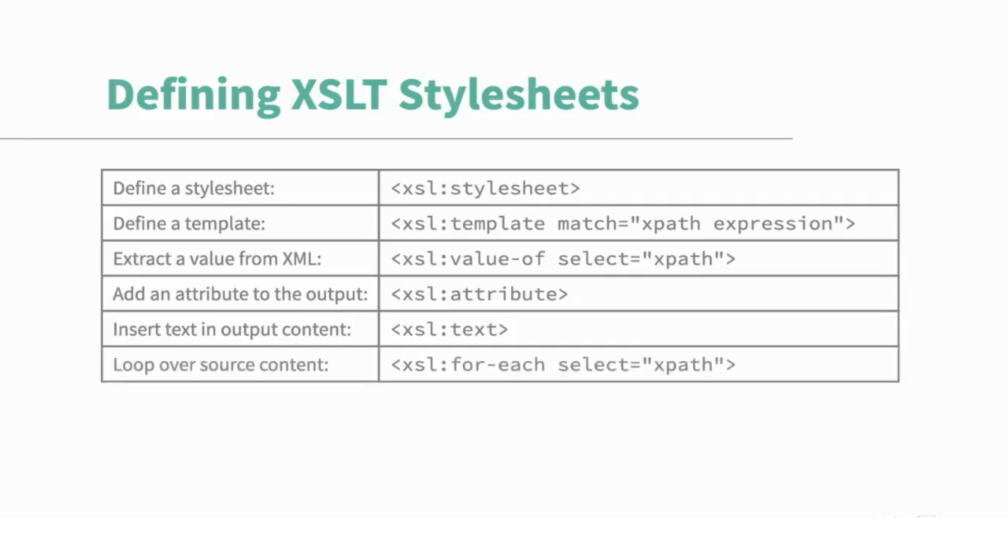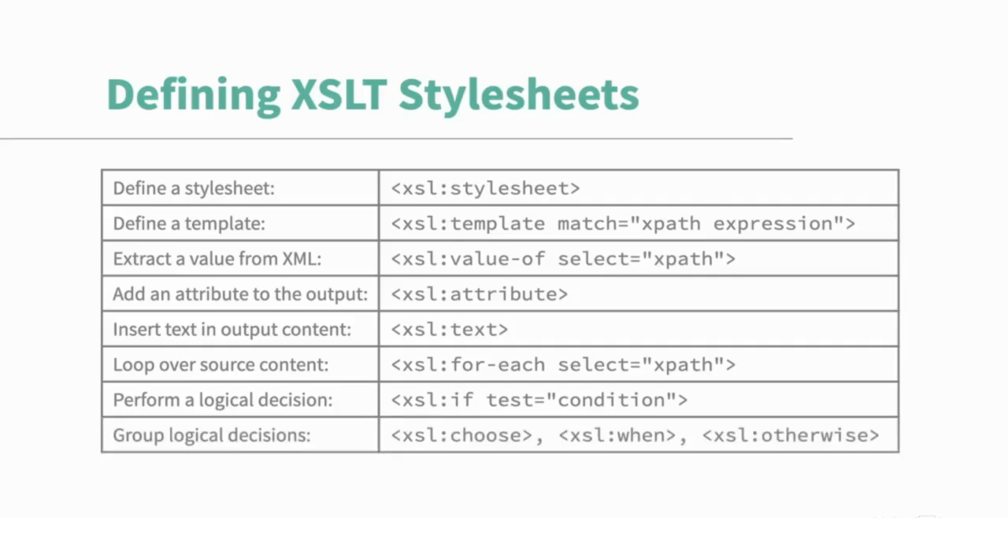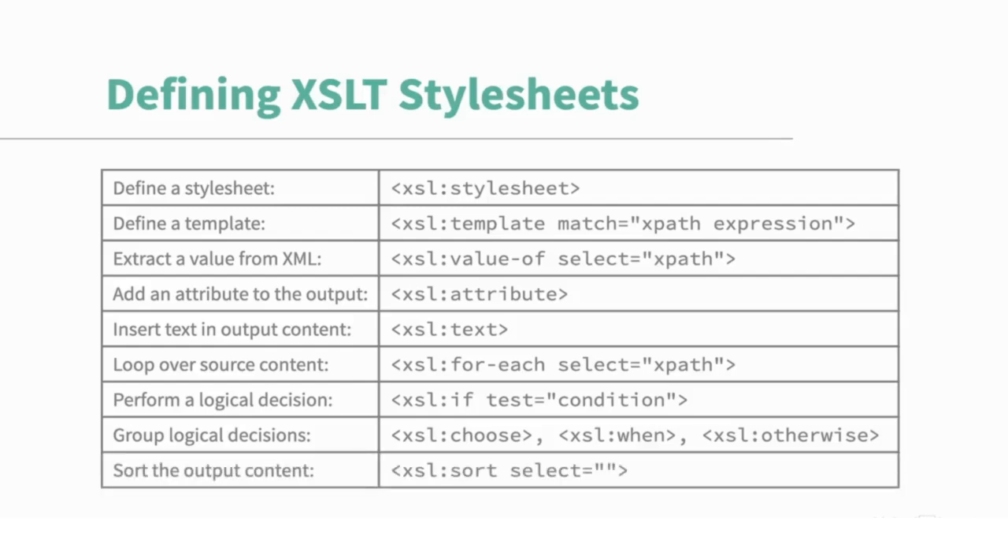In addition to tags for matching and inserting content, there are some control tags. So for example, there's a for-each tag that can be used to loop over repeating items in an XML file. You can use XSL if to perform if-else comparisons. And by now, you're probably looking at this list and saying, oh, wow, this really is different from CSS. And yeah, you're right. In addition to XSL if, you can use the choose, when, and otherwise construct, which is similar to a switch case construct in other programming languages to perform more advanced calculations and logic. And then finally, you can use the sort tag to select data for sorting content in the output stream.